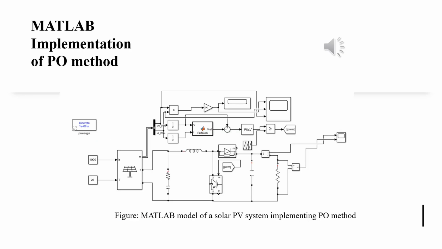A basic MATLAB model of a solar PV system implementing the PO method is shown here. This Simulink diagram has a solar PV panel, a boost converter, an IGBT switch, and a diode. The voltage and current from the PV go through the MATLAB function, which has the PO code, and it finally goes through a PI controller. This is how the system works to implement the perturbation and observation method.